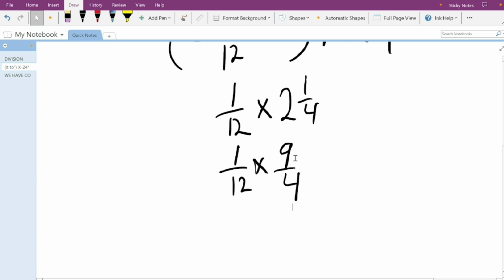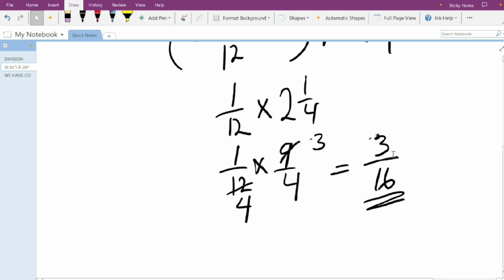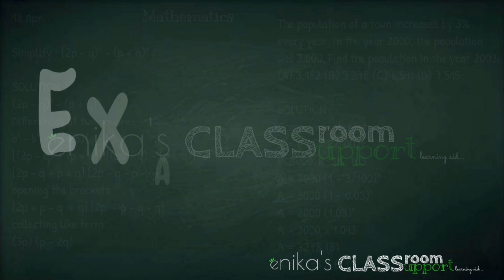Now we have 9 over 4. We look at these two. We can choose to multiply 1 times 9 and 12 times 4. But to make our work easier, we can start looking for things that can cancel out. We know 3 can go in 9 and 3 can go in 12. So we have 3 in 9 as 3, 3 in 12 as 4. No other thing can cancel out. So we have our answer equals 1 times 3 is 3 over 4 times 4, 16. Our final answer, since this is to the lowest term and nothing can cancel out, is 3 over 16.